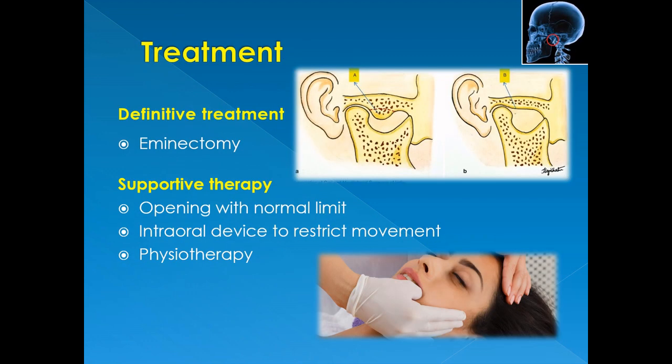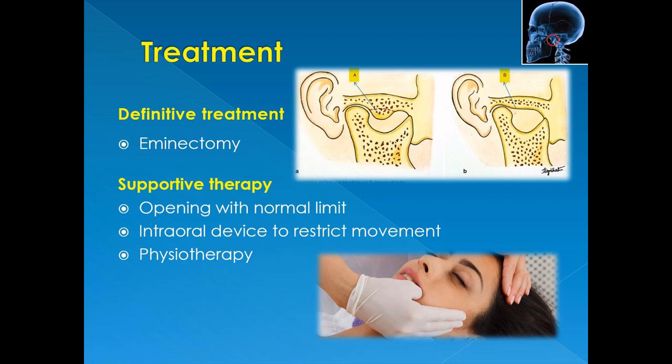Coming to the treatment aspect, in subluxation often the patient reports a locking sensation whenever the mouth is opened too widely, and the patient can return the mouth to the closed position but with a little difficulty. Here the definitive treatment is the surgical alteration of the joint, that is eminectomy, which reduces the steepness of the articular eminence and thereby decreases the amount of posterior rotation of the disc on the condyle during full translation. However, usually the problem resolves with supportive therapy to eliminate the symptoms.